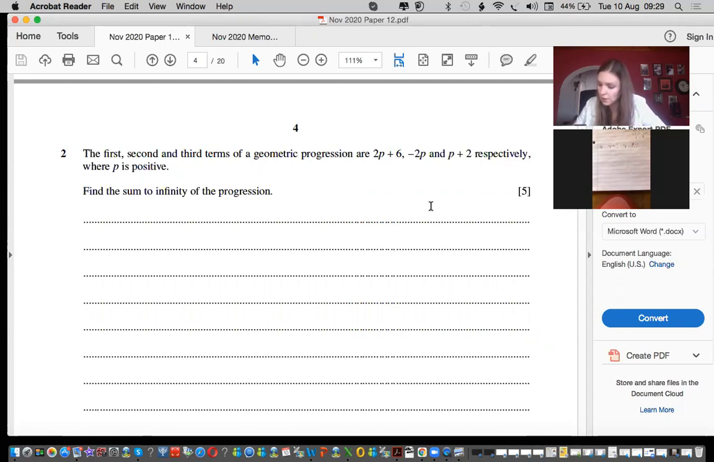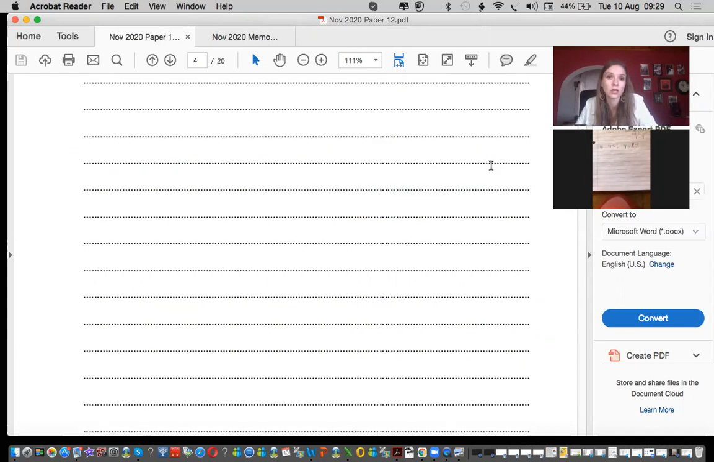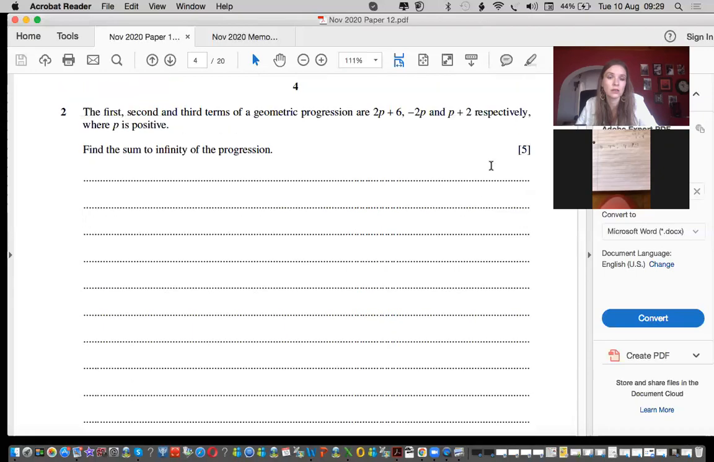So those are my first 3 terms respectively, where p is positive. So that might mean that somewhere there's going to be an option and we need to choose the positive. Find the sum to infinity of this progression. Yeah, we can do that. That's all they give us. Okay, I'm just checking. Okay, so we're back to this.